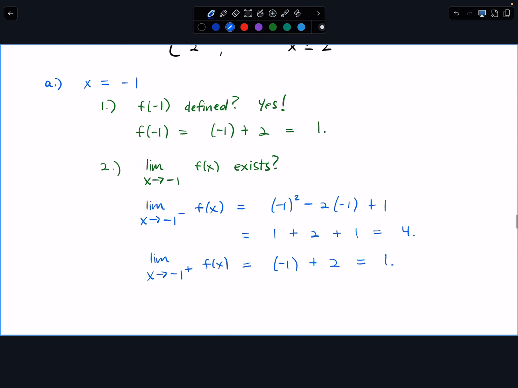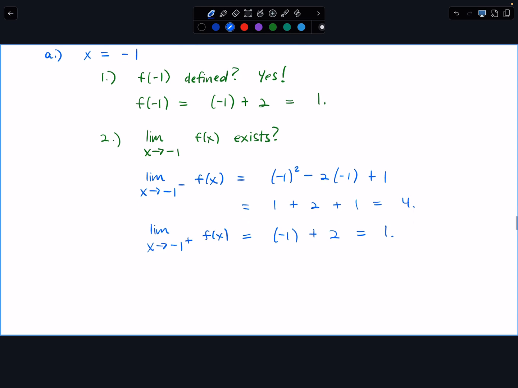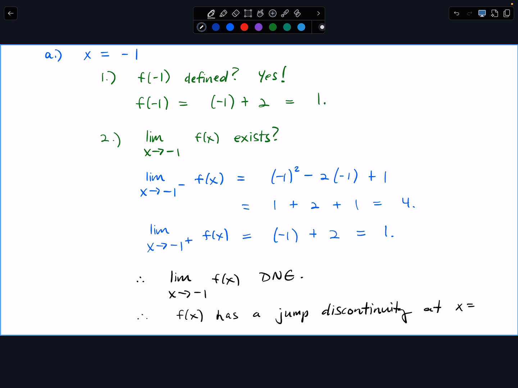But because of this, does that make sense that we're jumping from 4 to 1? Because the values are different. So therefore, the limit as x approaches -1 of f of x does not exist. So therefore, f of x has a jump discontinuity at x is equal to -1.